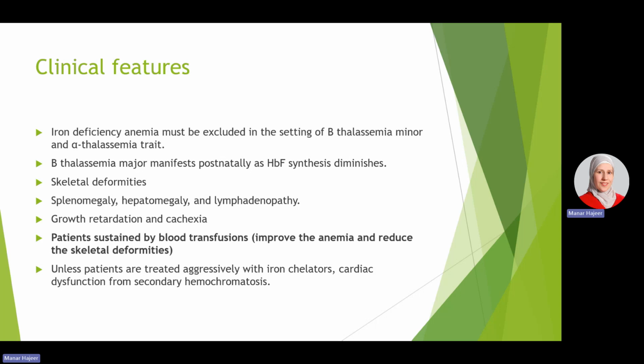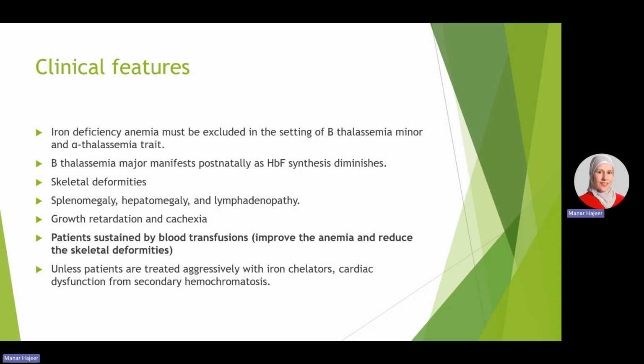The clinical features of iron deficiency anemia must always be excluded in the setting of beta thalassemia minor and alpha thalassemia trait, because those patients are asymptomatic most of the time or mildly symptomatic, and the only manifestation is microcytic hypochromic red blood cells, which can also be seen in iron deficiency. So we always have to exclude iron deficiency anemia before attributing that to a beta thalassemia or asking for electrophoresis to confirm a beta thalassemia minor or alpha thalassemia trait.